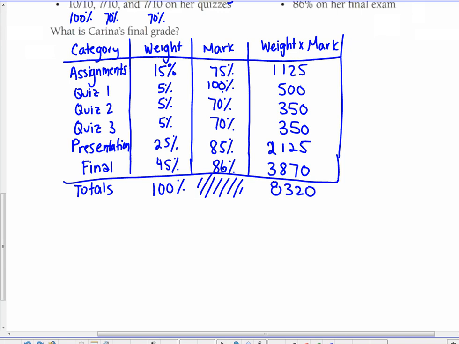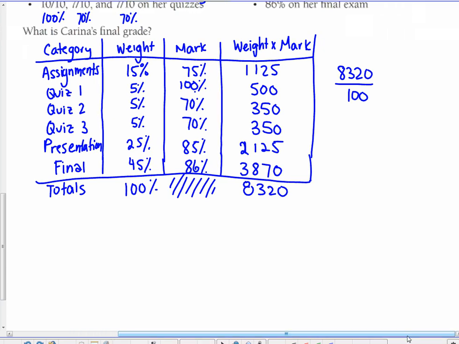Perfect. Now we're almost there. We almost have her mark. So 8,320 is the total of weight times mark, over the weight of 100%. So we just have to divide that number by 100 and we have our answer. Her final grade, 8,320 divided by 100, gives us 83.2. So that's her final mark. That's how we calculate her weighted grade.